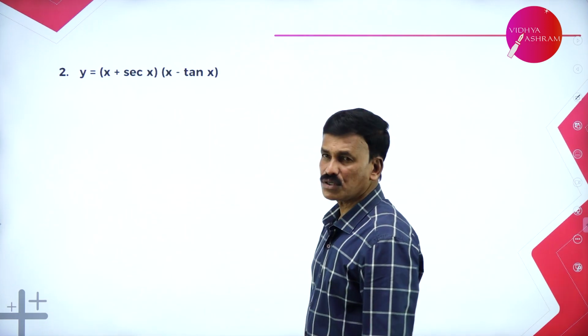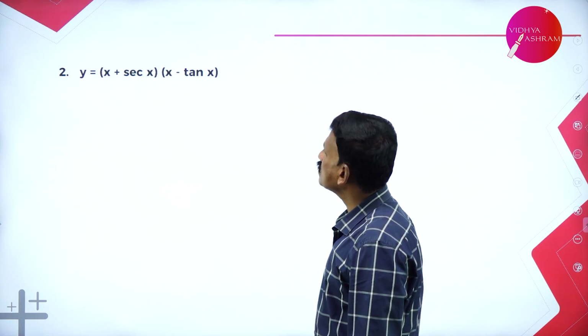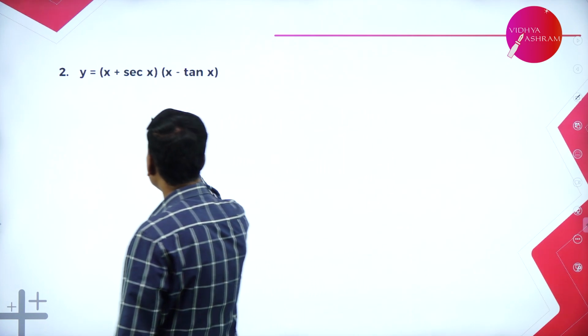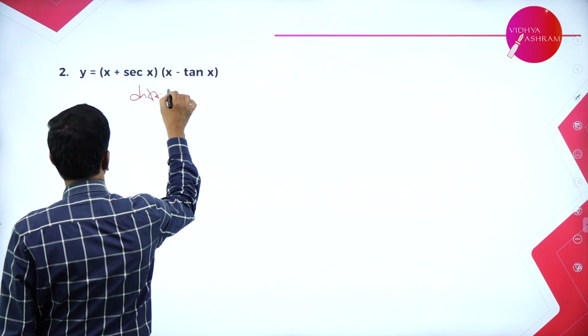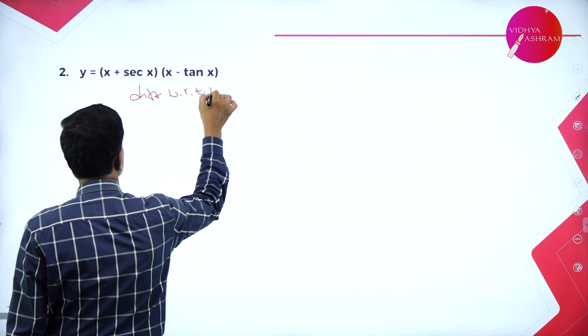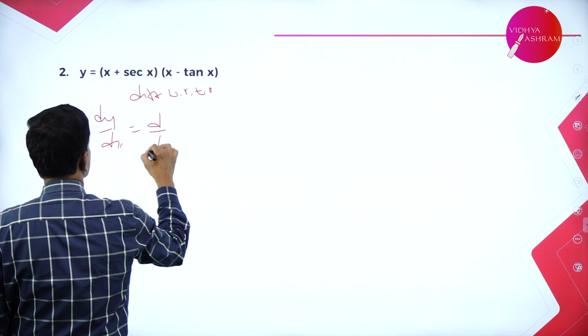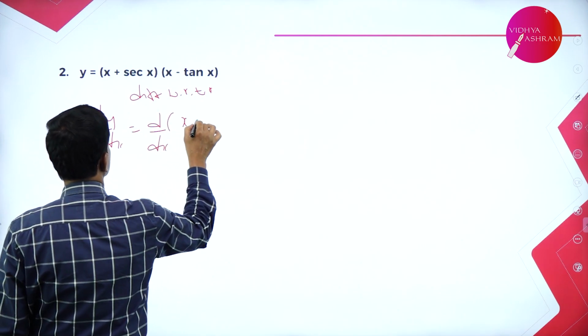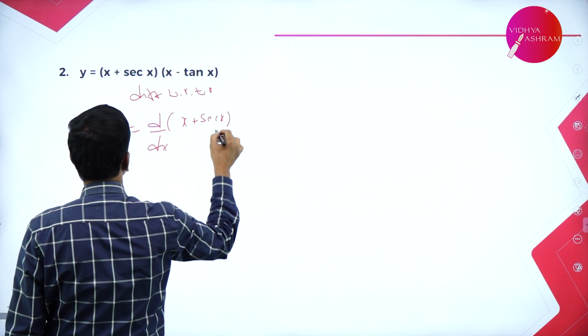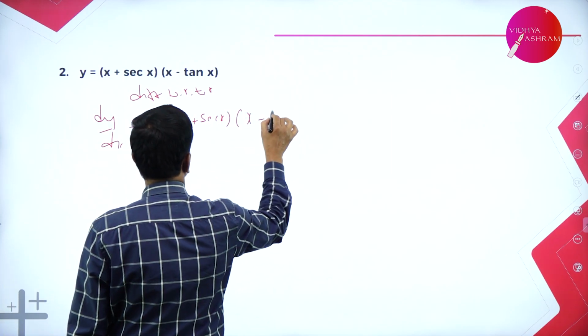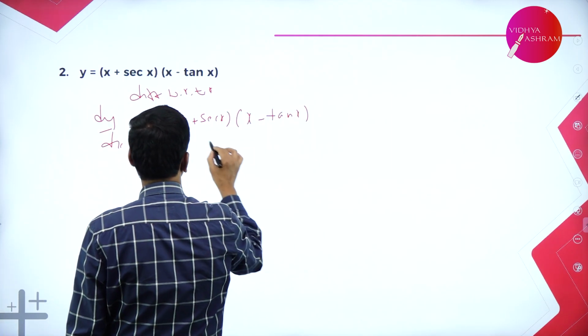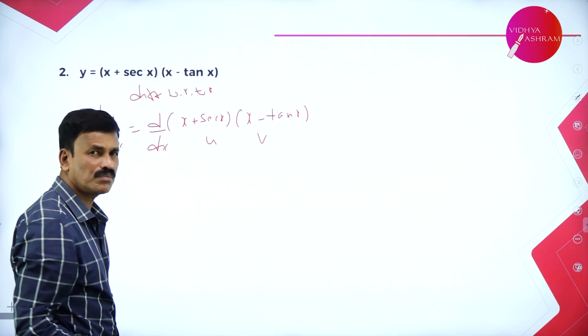If y is equal to (x plus secant x) into (x minus tan x), this can also be differentiated by differentiating with respect to x. So, dy by dx is equal to d by dx of (x plus secant x) into (x minus tan x). This is also the same as the previous problem, the product rule.